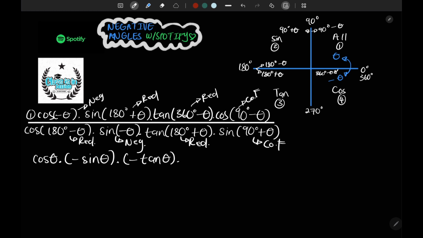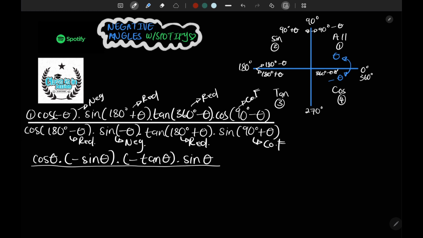This is a cofunction. Let's look for 90 degrees minus theta. In a CAST diagram, there's 90 degrees minus theta. It's in the first quadrant where cos is positive, so your answer should be sine theta, as you swap between sine and cos. Let's go to the denominator.